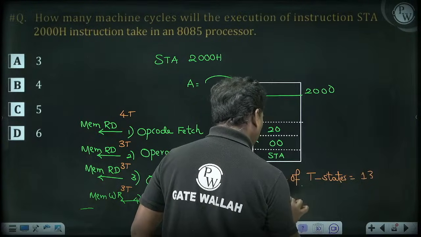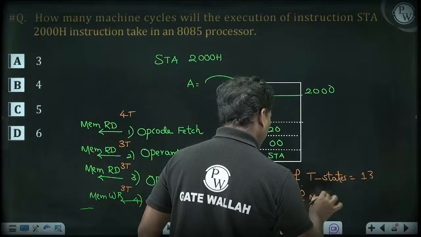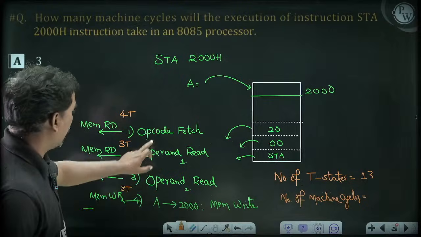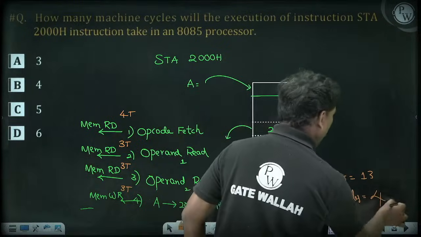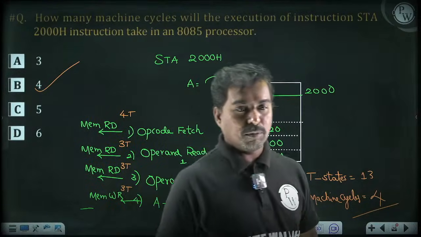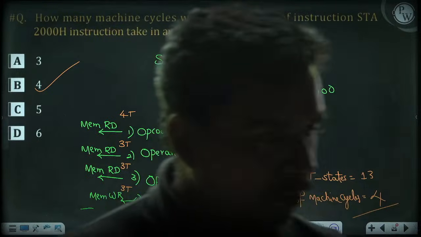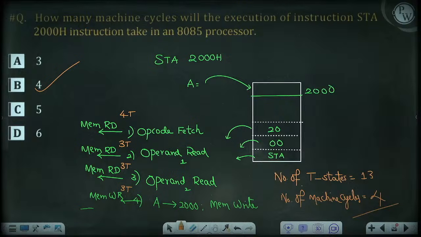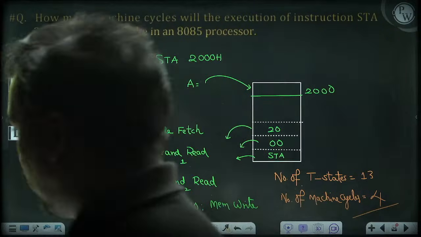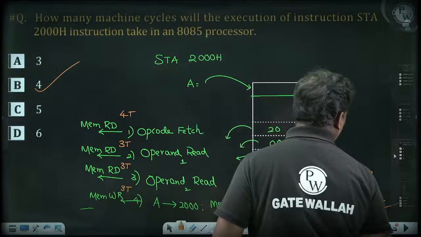But the number of machine cycles, if you see, how many machine cycles are there? 1, 2, 3, 4 machine cycles. So the right answer, very good question actually, option B is the right answer, Sai Kiran. Okay. Chalo. Let us go for the next question.